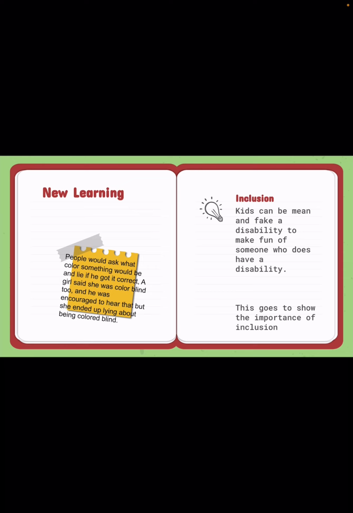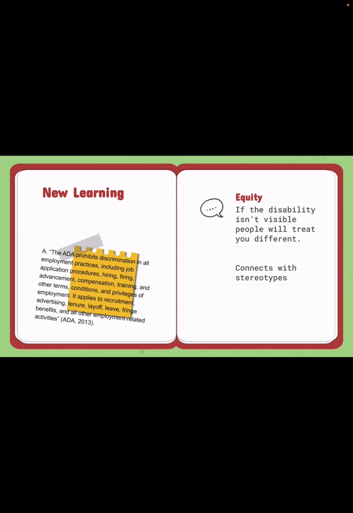Or they would ask him what certain objects' colors were, and if he got it right, they would lie and say that he had gotten it wrong. And it just shows the importance of inclusion, especially starting out so young. Another one was equity, how if the disability isn't visible, people would treat you differently, which connects to course material when we talked about stereotypes in Module 2.